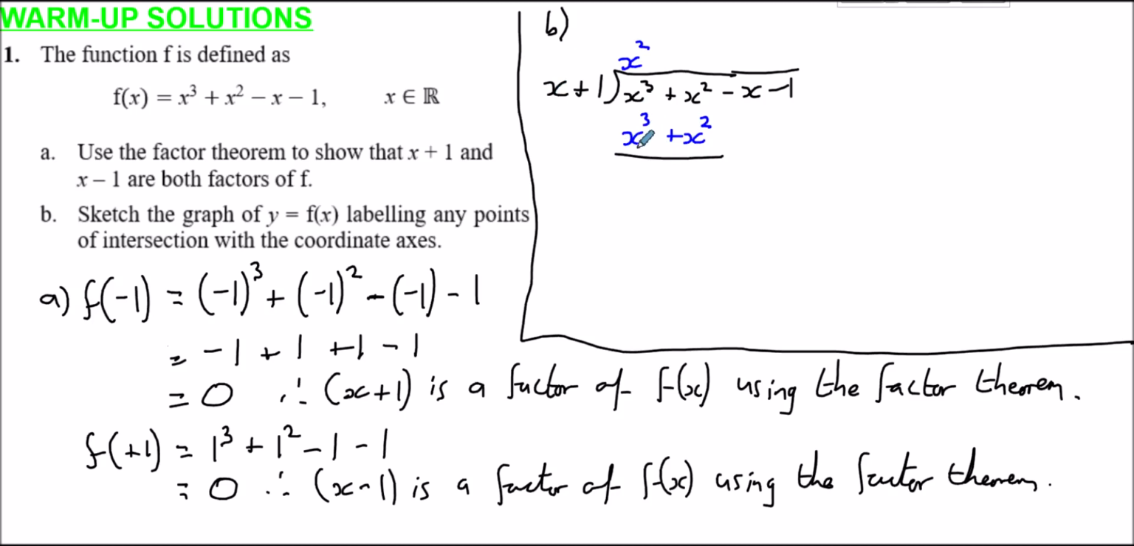x cubed take x cubed is 0. x squared take x squared, I'm going to write this as 0x squared. I know it's just 0, but think about it in terms of x squared.